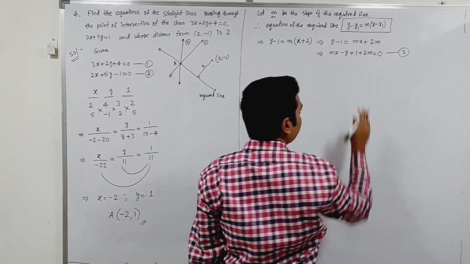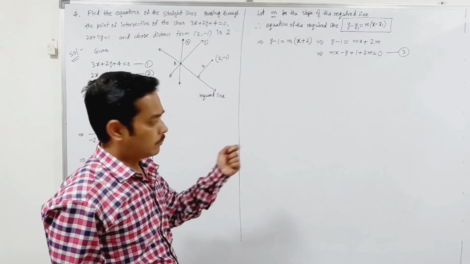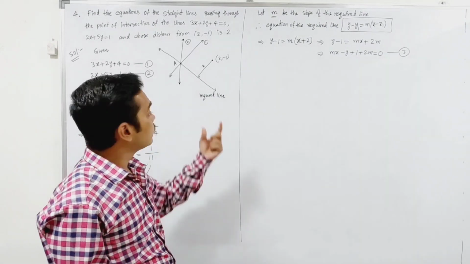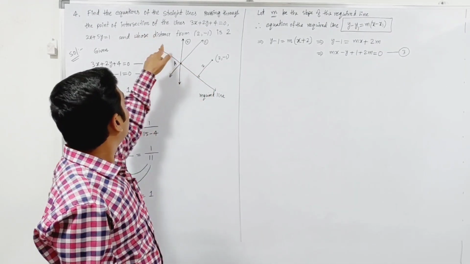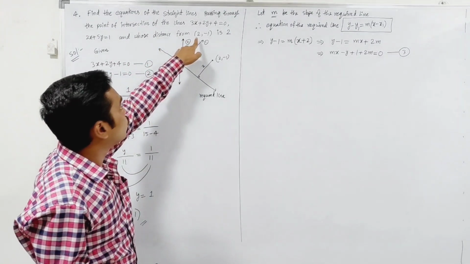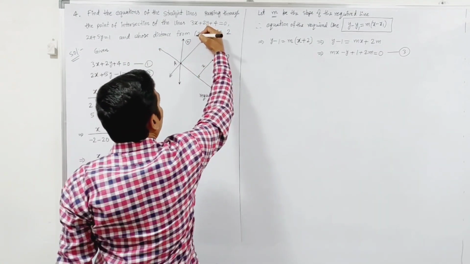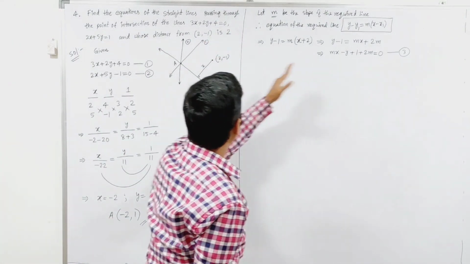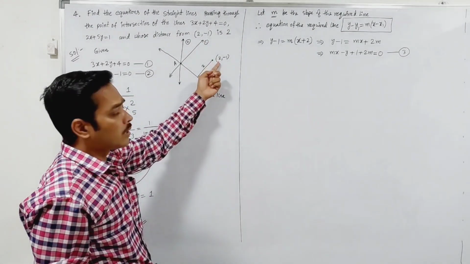But this equation has one unknown term, m. So you have to find the m value. How to find the m value? By using the second hint. What is the second hint? Whose distance from 2 comma minus 1 is 2 units, means the required line is 2 units away from the given point.